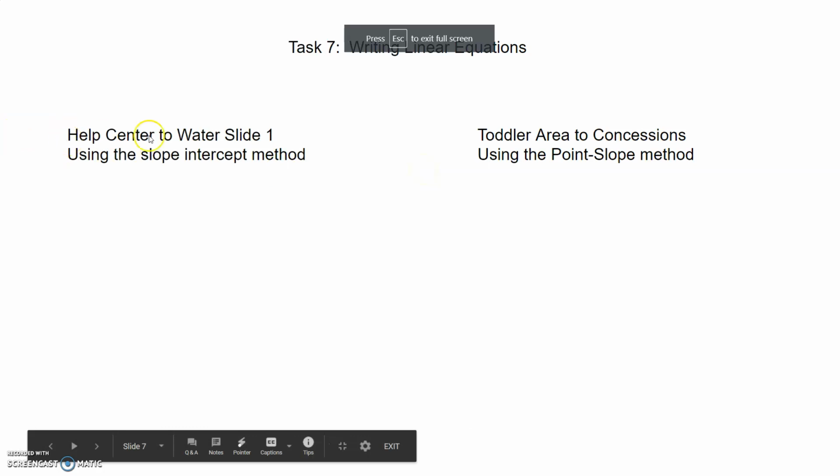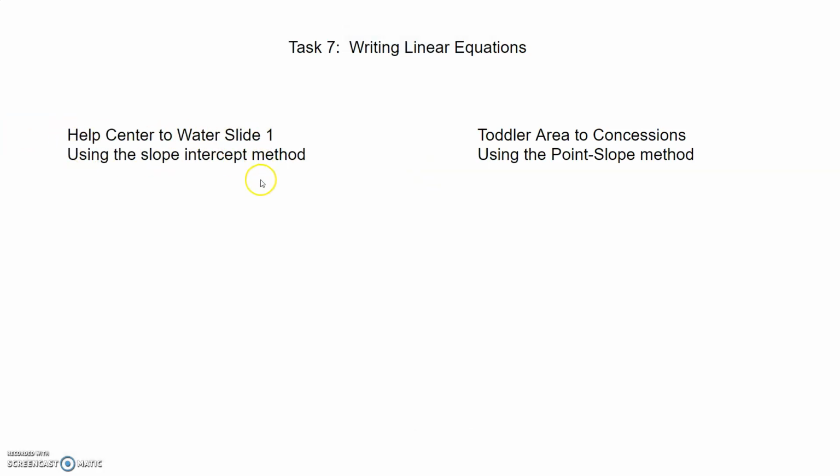So, help center to water slide, again using the slope intercept method. The 2 points for these: the help center was (0, -11), which if you think about that, is the y-intercept, but I'm not going to use that point just because I think it might make it confusing. But we'll take a look. It'll be a great way to check our work. And the water slide point is at (1, 2).